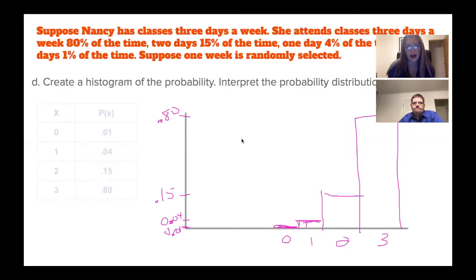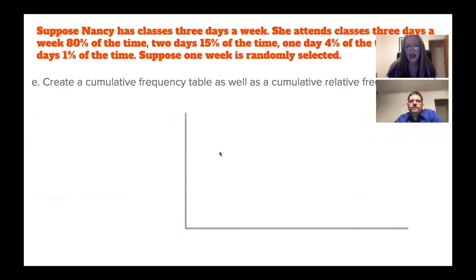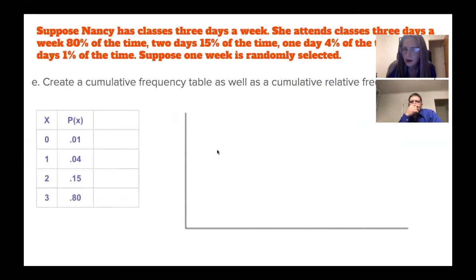Okay. All right. So how about a cumulative frequency table? What is that? What does that mean? That means as we go along, we add them up.